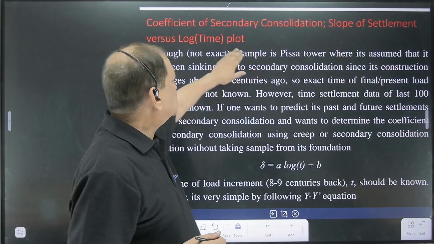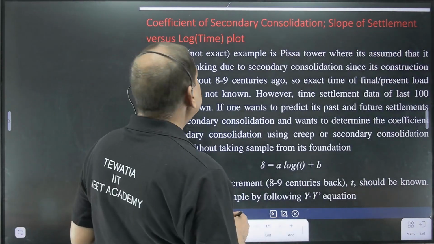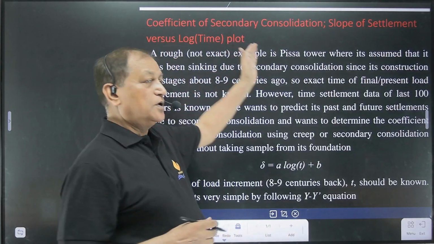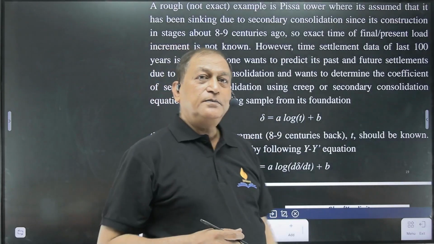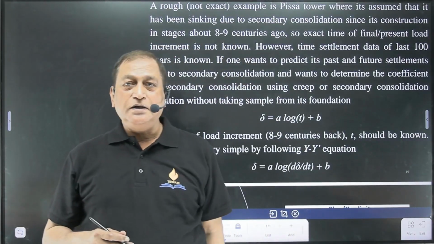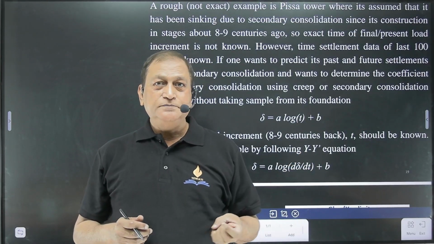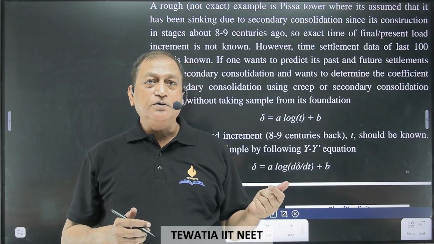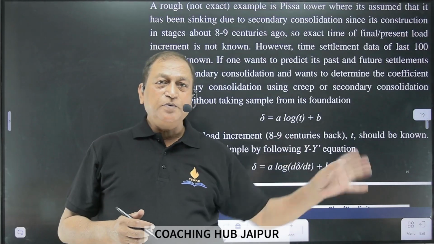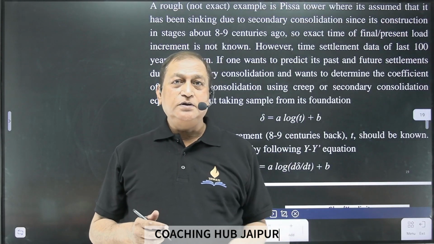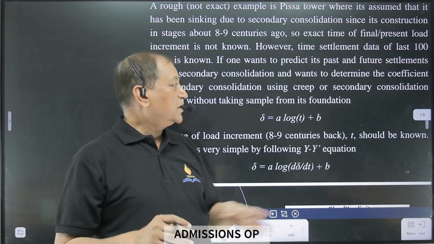Then in creep, the coefficient of secondary consolidation, that is the coefficient of creep, is the slope of the settlement versus log time plot. Now as you know, the creep proceeds linearly on a y versus log of time plot. Suppose I do not know the time of load increment, so I cannot start from any point on a log plot. On linear I can start, okay, let's start from here, the remaining can be subtracted. On log I cannot do.